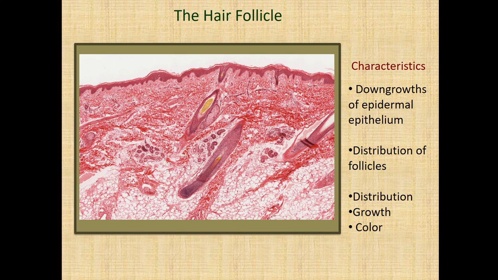Okay, now we can move on and look at other structures that are derived from the epidermis. And the first structure we're going to talk about are hair follicles. So we're going to talk about three things: hair follicles first, and then we're going to talk about nails, and we're going to talk about glands. So a hair follicle is a very special structure here that is an invagination of the epidermis.